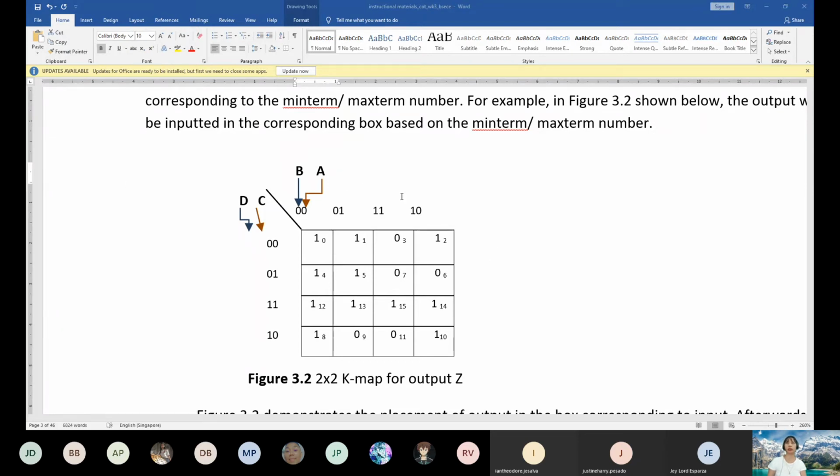Then next we have input 0, 1, 0, 0. For input 0, 1, 0, 0, the output is 1, so there should be 1 here. For input 0, 1, 0, 1, the output is 1. And then for input 0, 1, 1, 0, the output is 0. For input 0, 1, 1, 1, the output is 0.